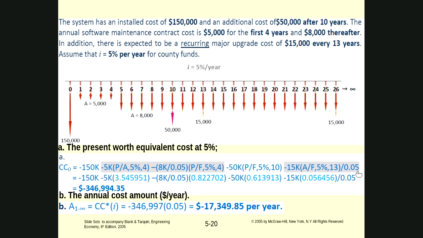Okay? Now part B is easy. As long as I have the present, to find the annual you go back again to the formula. To find the annual, A equals P i. Remember, P is the present or capitalized cost, multiplied with the i. The capitalized cost we just found in part A, multiplied with the 0.05, and that is the annual for all these values in annual format. So I convert all these values to annual for an infinite number of years. It would be 17,349.85. Okay. Is it clear?